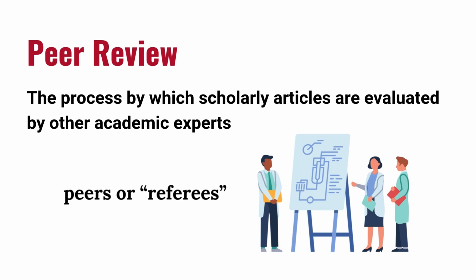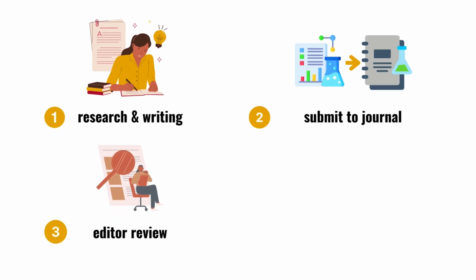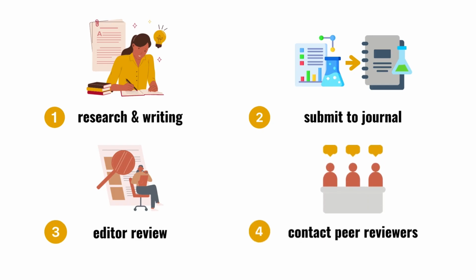Let's look at the peer review process. First, scholars conduct research and write about it in an article to share with their colleagues. Then they submit the article to an academic journal. An editor who works for the journal looks at the article first. If the article meets the journal's basic standards, they send the article out to peer reviewers with relevant expertise.